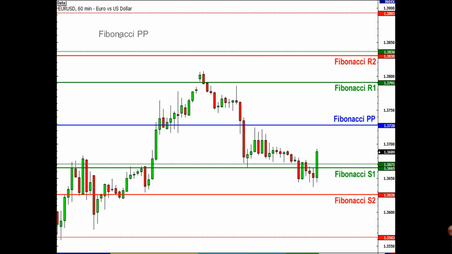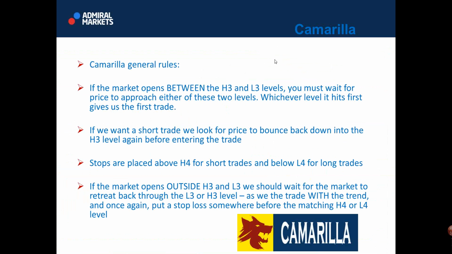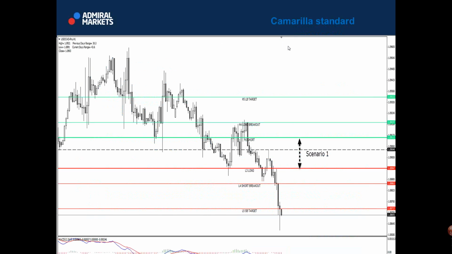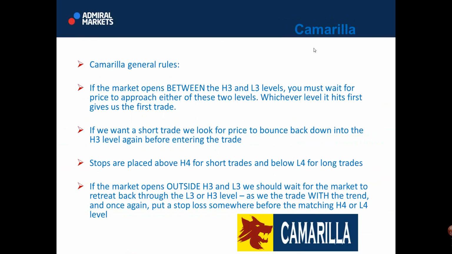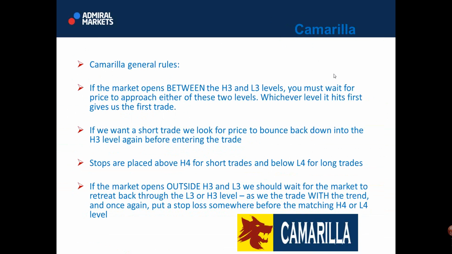Same for support. Then we have Fibonacci pivot points, which use basically Fibonacci calculations to determine support and resistance levels. Then we have hourly pivot indicator, which I already gave you for premium members. Then Camarilla, and this is what I will tell you about Camarilla. I will give you 4 different scenarios how to basically trade Camarilla, so pay attention to this.